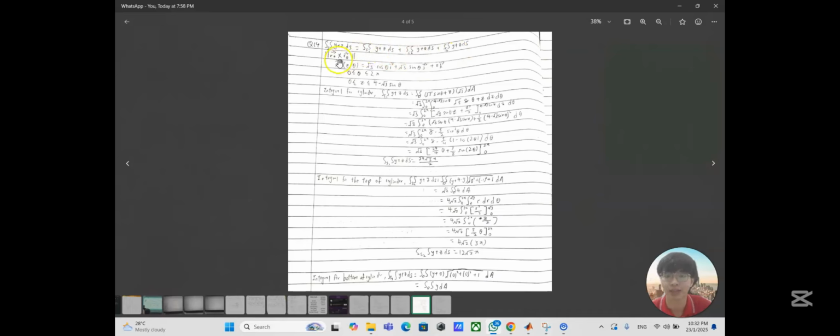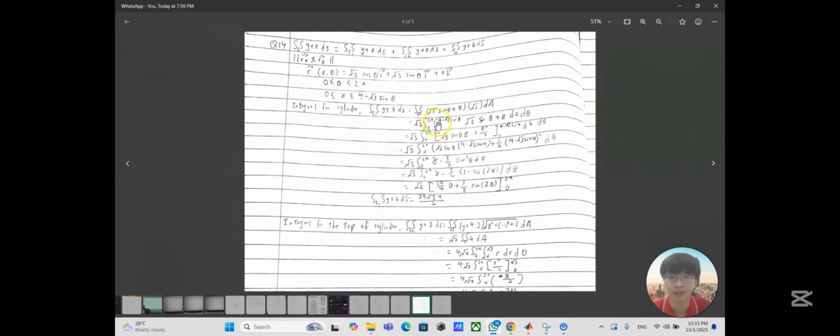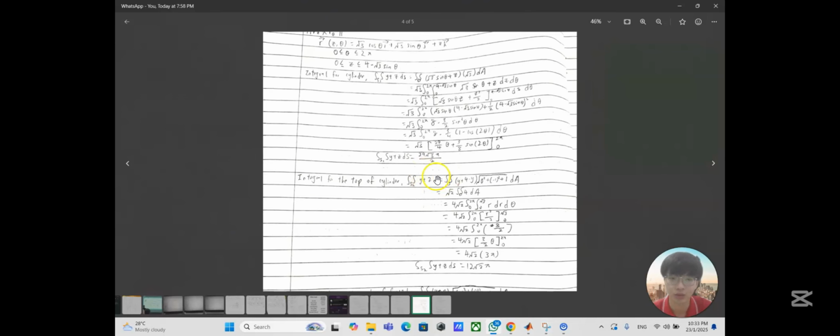Also we find the same thing, that is r(theta, z) equal to square root 3 cos theta, square root 3 sin theta, z. For theta, the limit is 0 to 2 pi, and for z it is 0 to 4 minus square root 3 sin theta. For the integral for the cylinder, we use the double integral, apply the limits, and apply square root 3 sin theta plus z inside the formula. Then we can find that the integral for the cylinder is 29 square root 3 pi over 2.